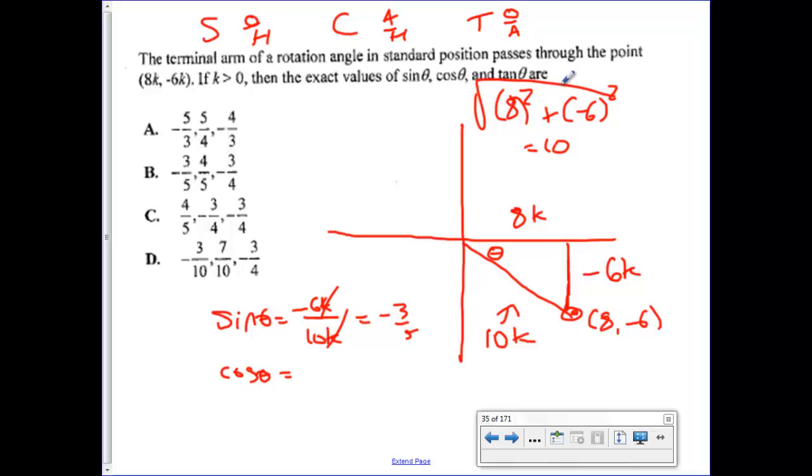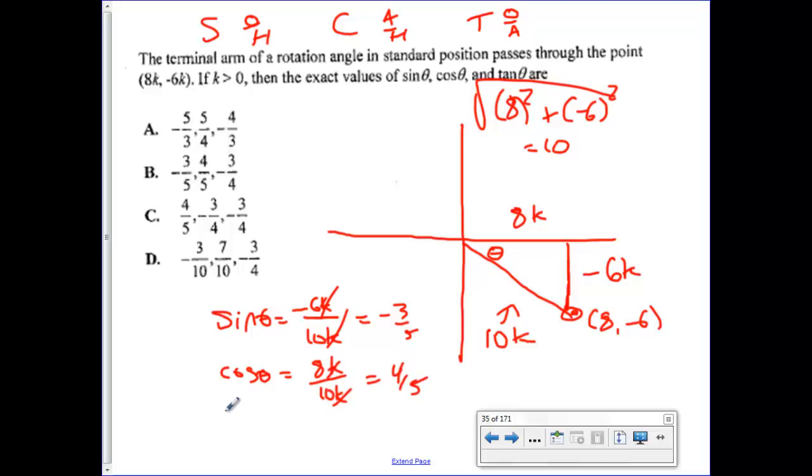Okay, let me finish off here and then we'll call it a day. According to this angle, cosine would be adjacent over hypotenuse. The adjacent here would be positive 8k over the hypotenuse, which would be 10k. Can those reduce? Yes. 8 over 10 is 4 over 5 and the k's cancel.